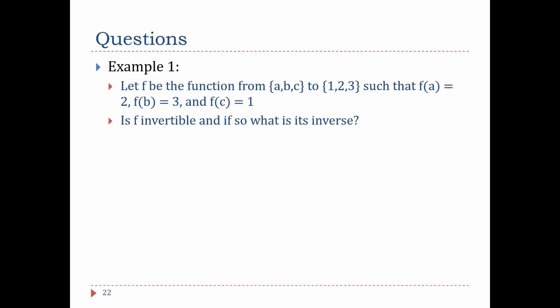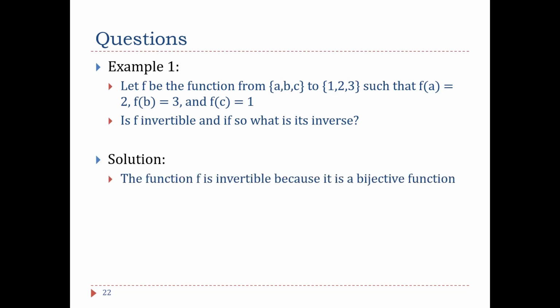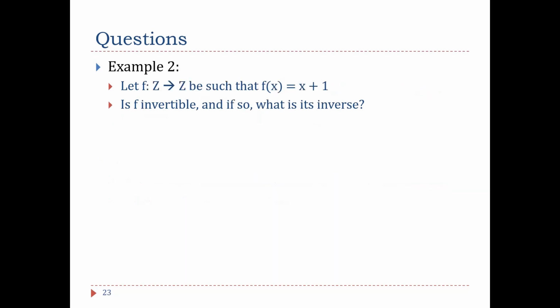So what if we have this mapping from a, b, c to 1, 2, 3? Well, is f invertible? And if so, then what is the inverse? You can do it on paper, I think. If you draw it, you will see it. So yeah, the function is invertible because it's a bijective function. And f minus 1 of 1 is equal to c, f minus 1 of 2 is equal to a, and f minus 1 of 3 is equal to b.